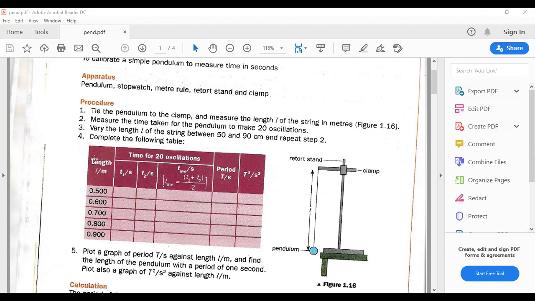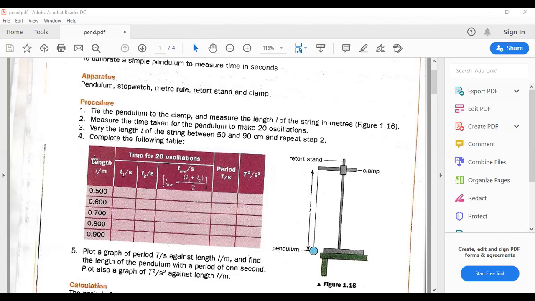ठीक है? Okay, then how should we set up the instrument? क्या करना चाहिए? What's the next thing? We will attach the pendulum with the clamp. Okay. And then what? And then we'll measure the length using the meter rule. Okay. Then what? Then we'll do 2 experiments to find the time period. And how are you supposed to do those 2 experiments?